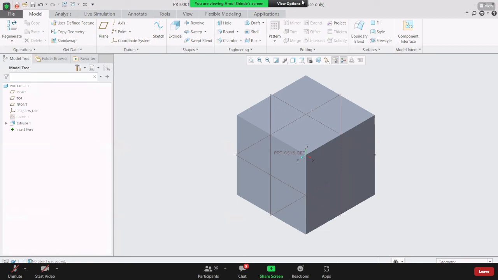Now, we'll see the details of this particular orthographic projection later on. Up to what time is our lecture? 45. So 5 minutes more.